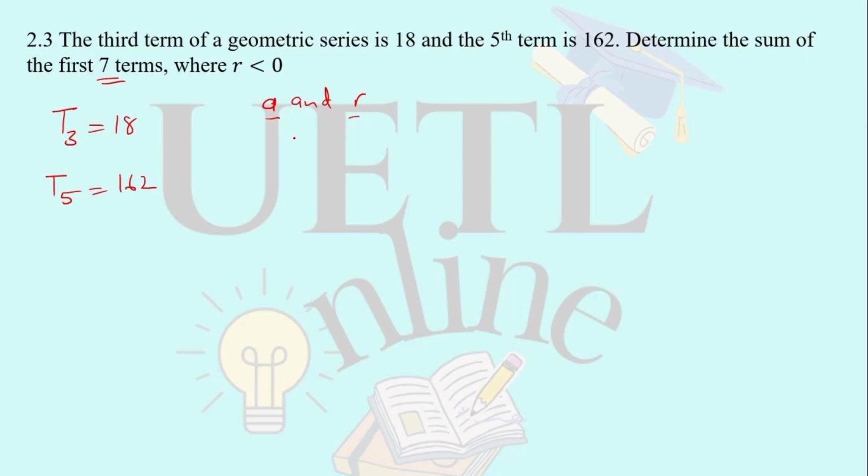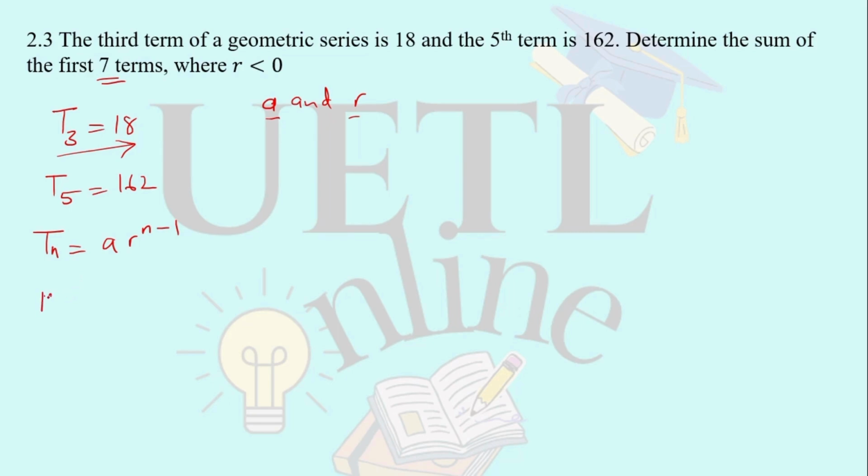After you know this, you just have to do a substitution. So let's try to find a and r. We know that any term of a geometric sequence is found by saying a r to the power n minus 1. So now our duty is just to find a and r. Let's substitute what we know here. We know that T3 is equal to 18. So we're going to substitute T3 and 18.